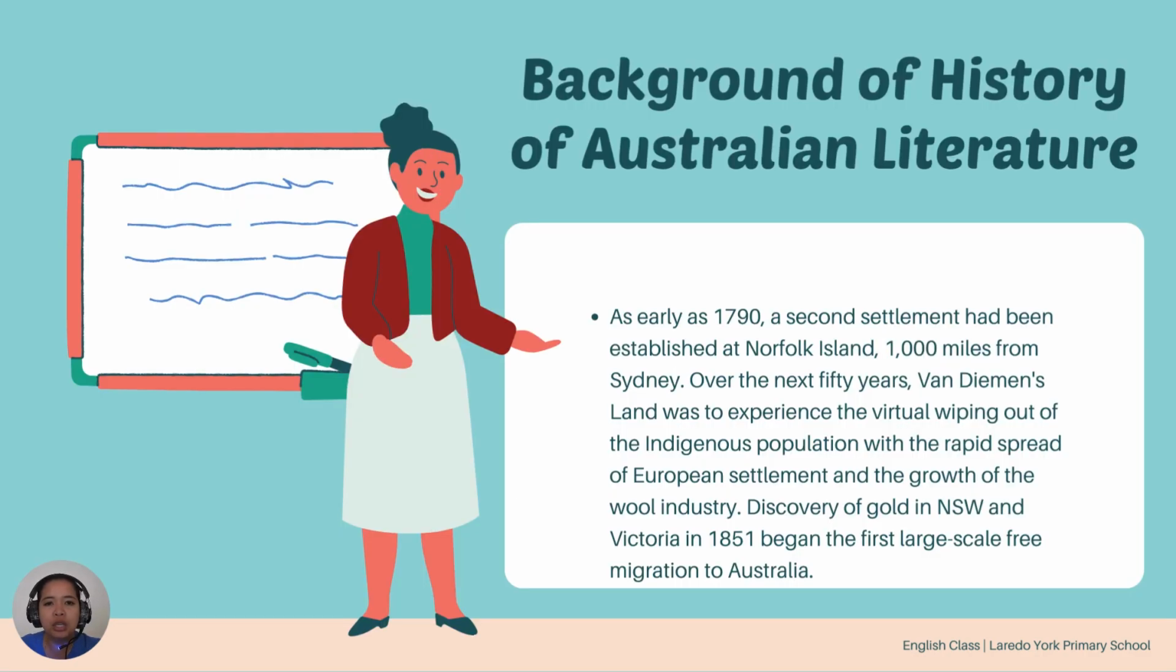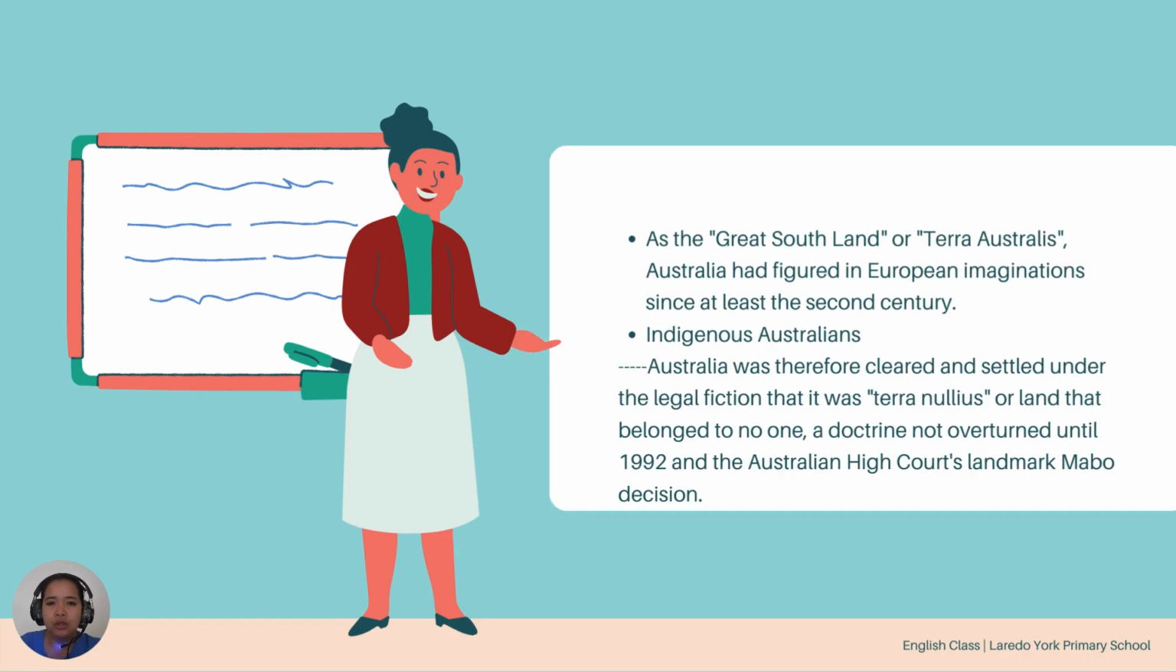So let's move on. As early as 1790, a second settlement was established at Norfolk Island over the next 50 years. Therefore, there was a discovery of gold in New South Wales and Victoria in 1851, which began the first large-scale free migration to Australia. Aside from that, as the Great Southland or Terra Australis, Australia had figured in the European imagination, and therefore there was a discovery of indigenous Australia.